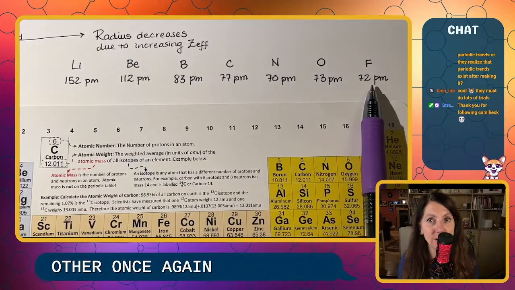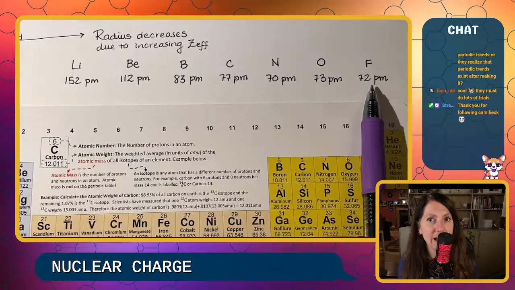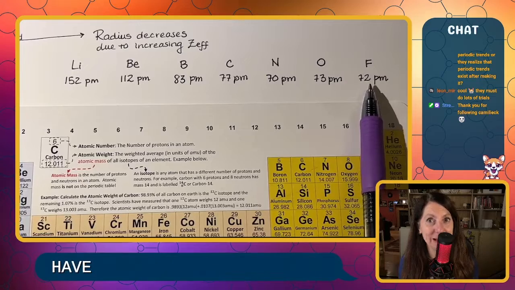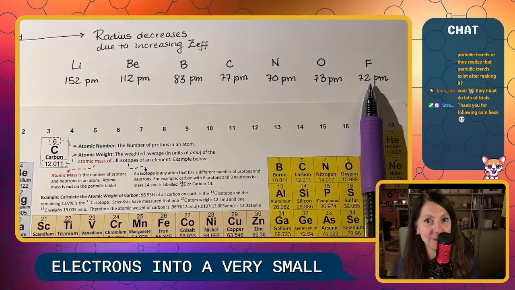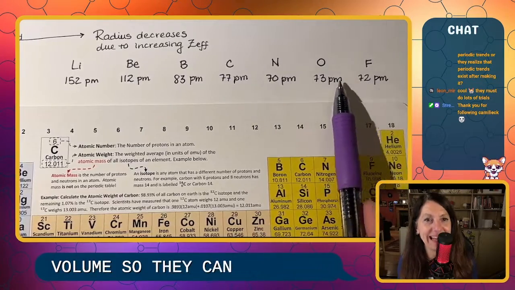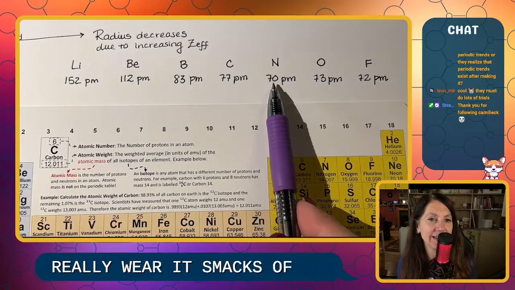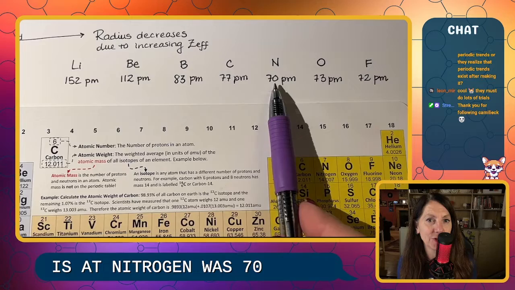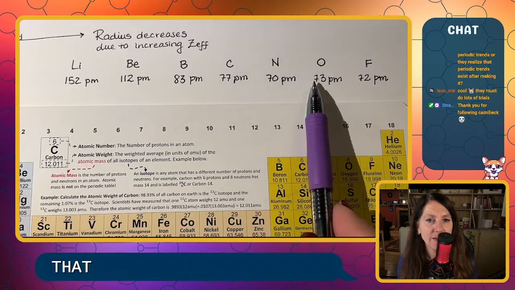Once again, with fluorine, we've got additional effective nuclear charge. Those electrons are absolutely being attracted significantly to the nucleus, but we're cramming in a lot of negatively charged electrons into a very small volume. So they can't get any closer together than really where it's maximized is at nitrogen with 70 picometers. They just can't get smaller than that. Okay, so this is an anomaly, but it is explicable.